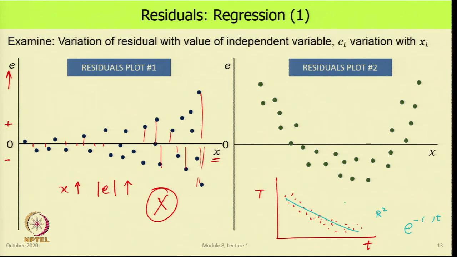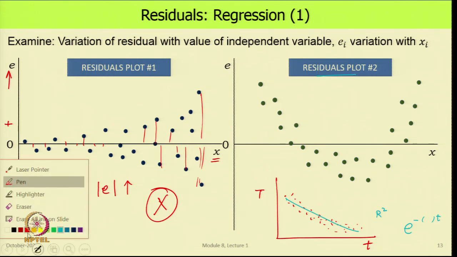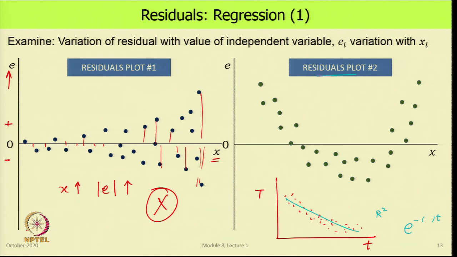But the way to check whether our regression was okay or not is to plot the residuals. And here is what we see. In this case, the residuals will look like this, and it clearly tells you that there is some real serious issue in this whole regression. Maybe it is not the right one at all.